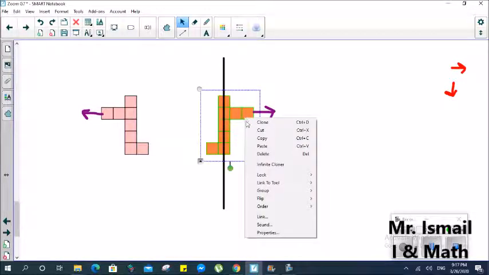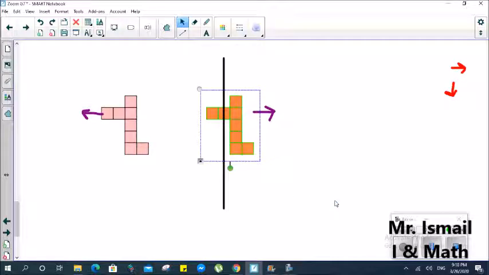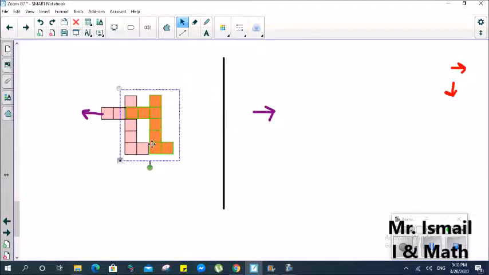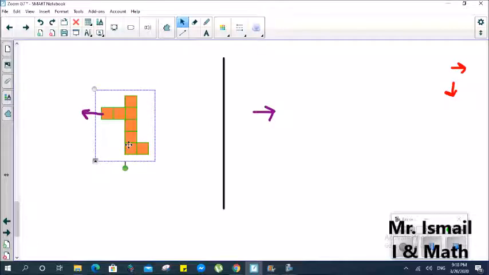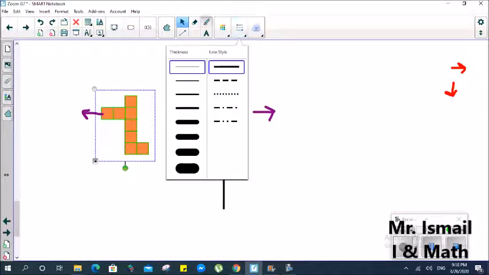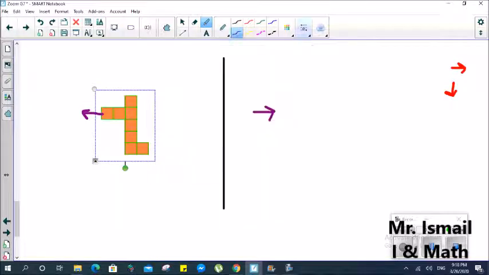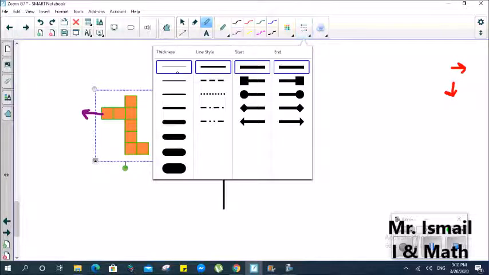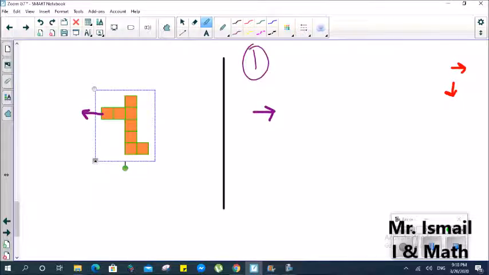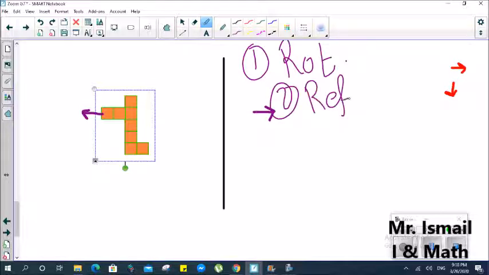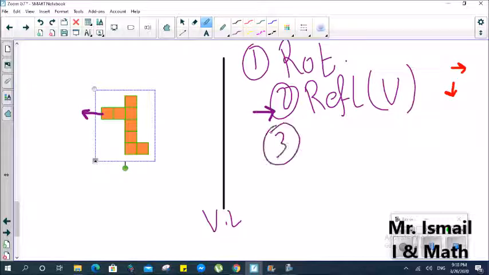Flip it. You see? Now move it. They are matching. So what did you use here? I used number one, rotation. Number two, I used reflection along a vertical line, vertically. Number three, translation.